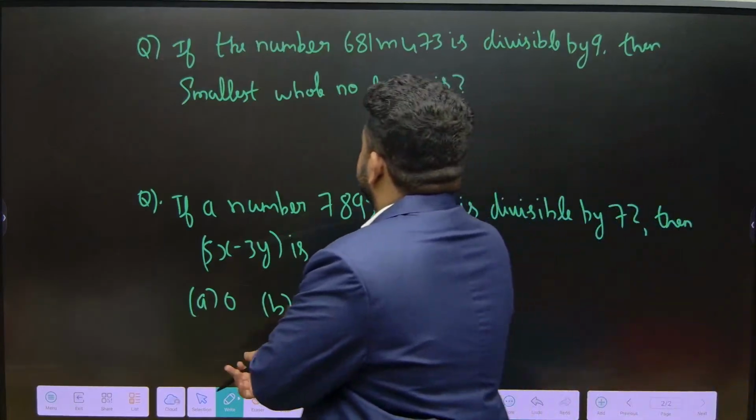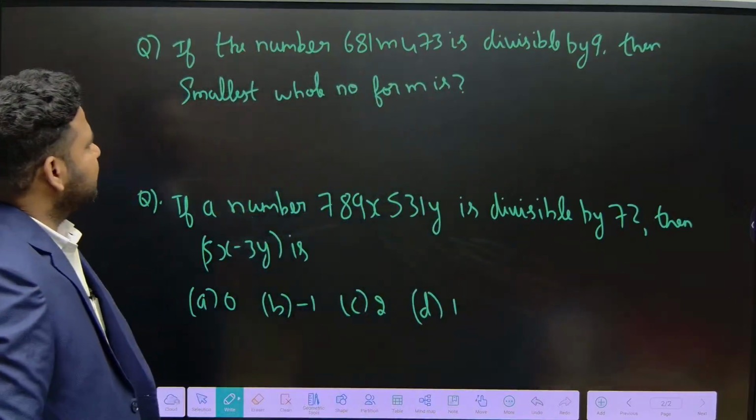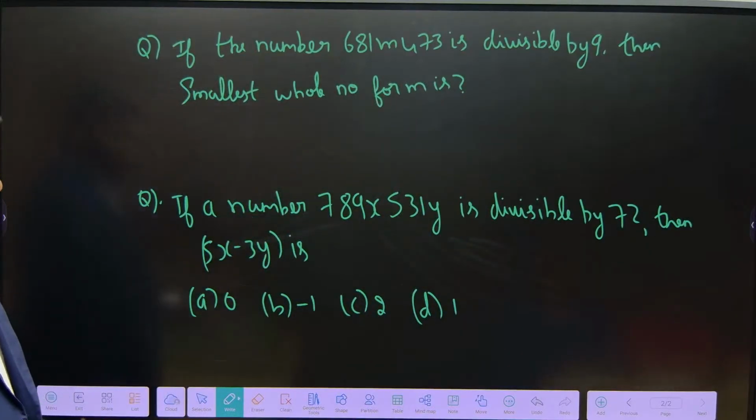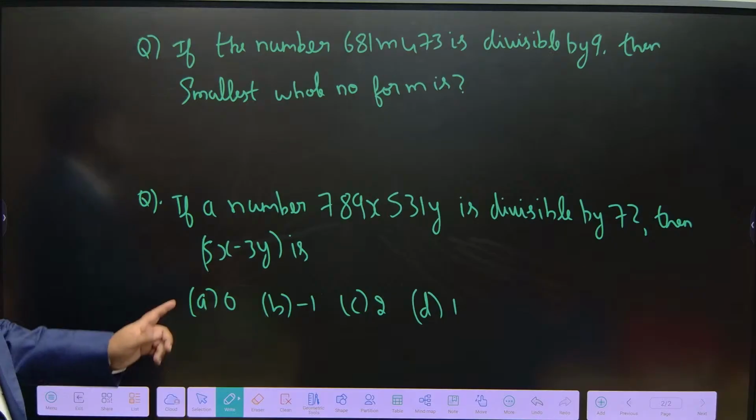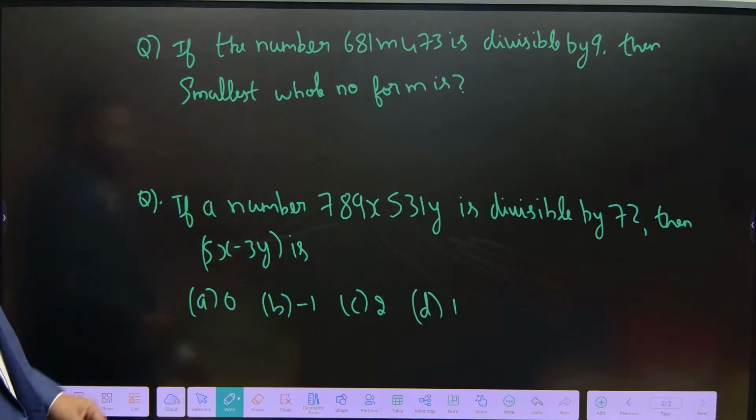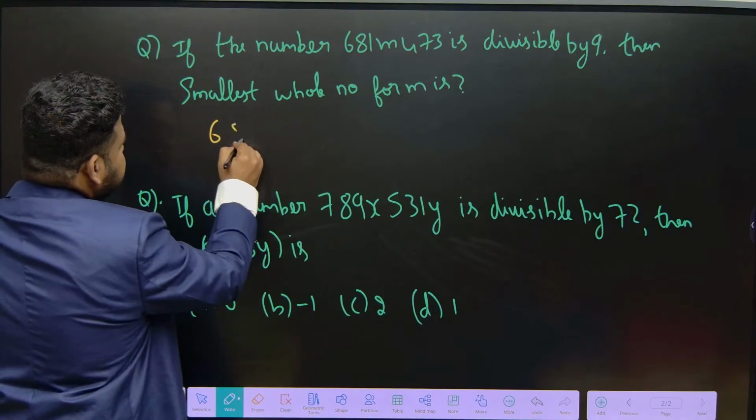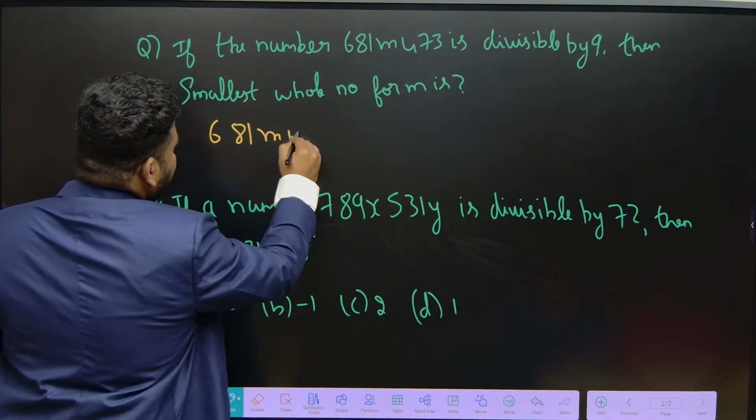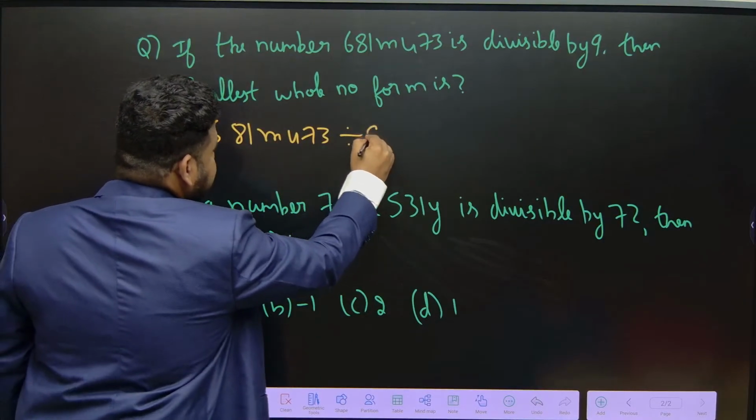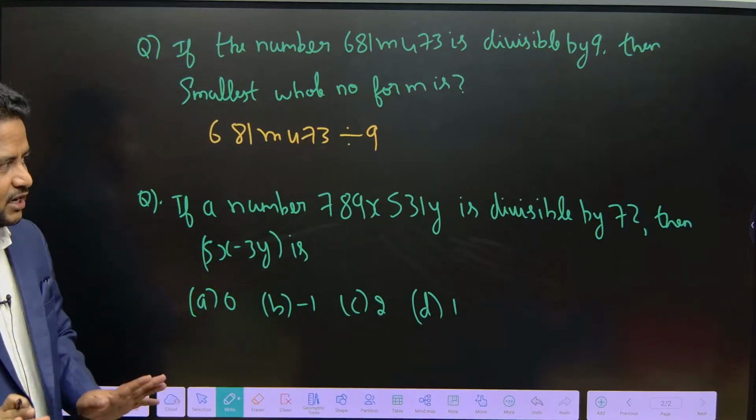Have a look at this question. So they are telling, if the number 681M473 is divisible by 9, then the smallest whole number for M is. So what is the number that is given? 681M473 is divisible by 9. They are only telling it is divisible by 9. They are not asking you to check.